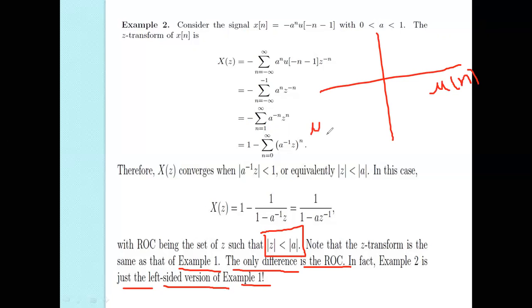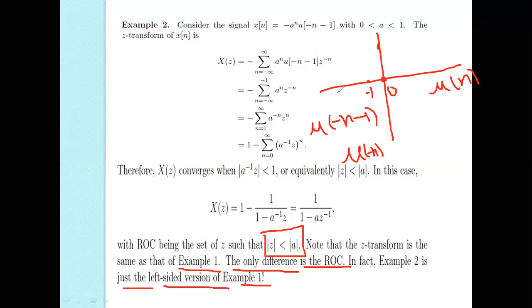Left-sided means u of minus n minus 1. Why is it not minus 1? We can ask the question like this also. But actually, u of n starts from 0. Including 0, it is positive. So I'm not taking the 0 because it is a discrete time function.